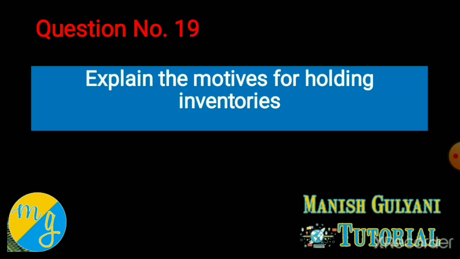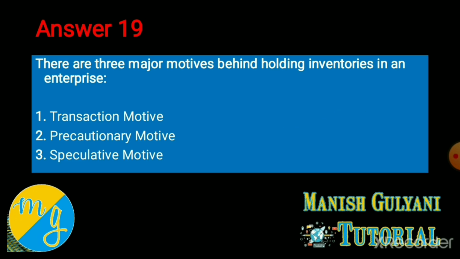explain the motives for holding inventories. Now this concept I had already explained under the inventory management video. Go and watch that video. In that video I explain inventory management in detail, but in brief, there are mainly three motives behind holding inventories in an enterprise. One is transaction motive, second is precautionary motive, third is speculative motive.